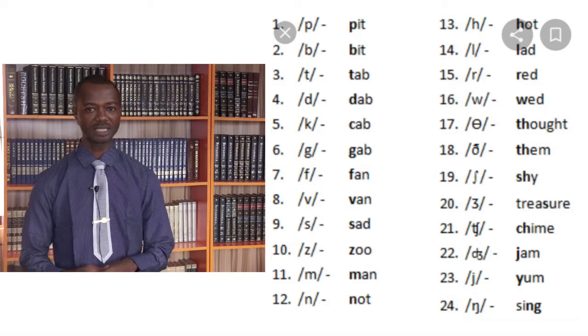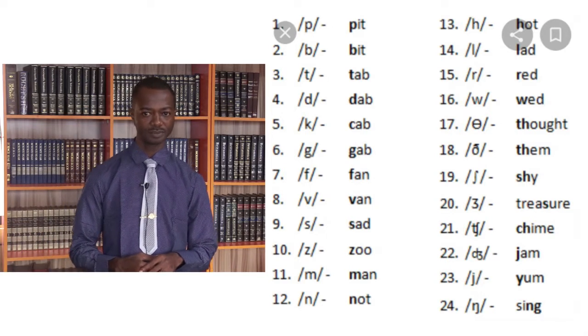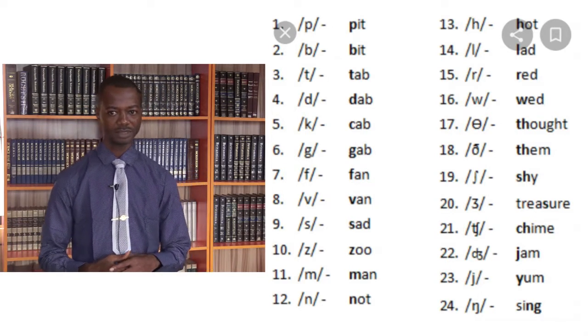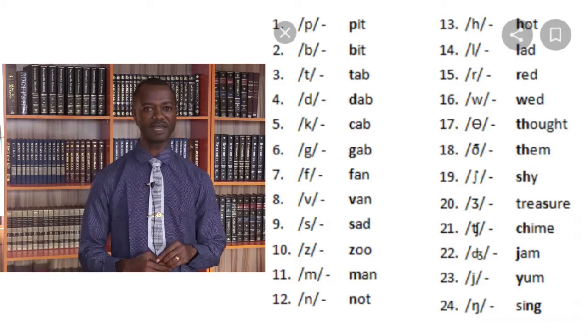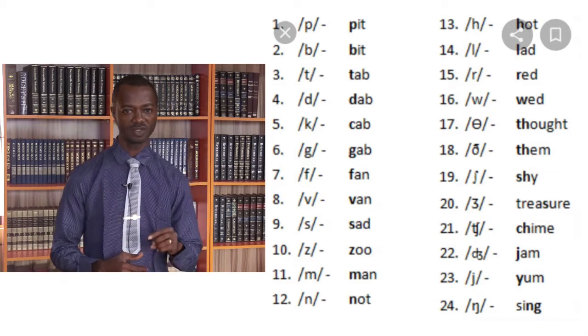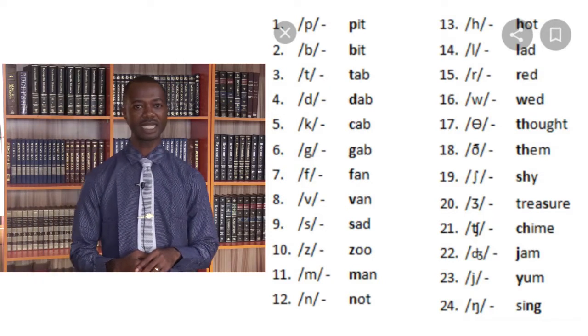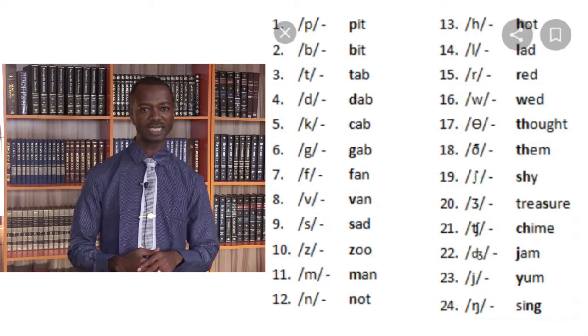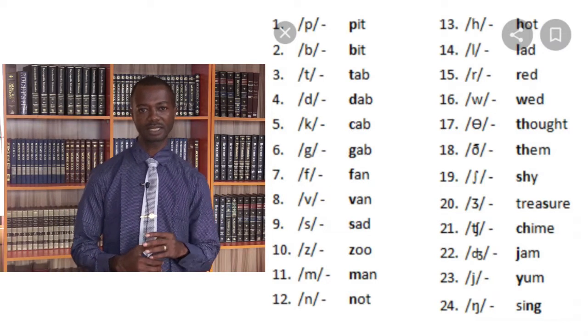I have another consonant, the T, as we have in tool, table, tap. Then I have the D, like we have in doll, dog, dormitory. Then I have the key sound, the key consonant sound like we have in cup.